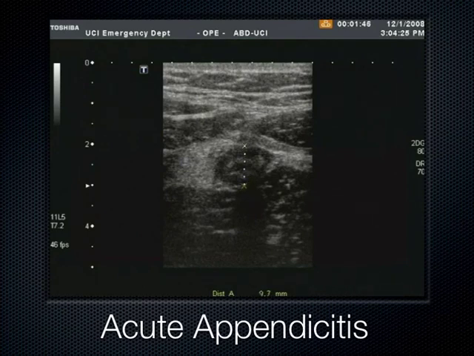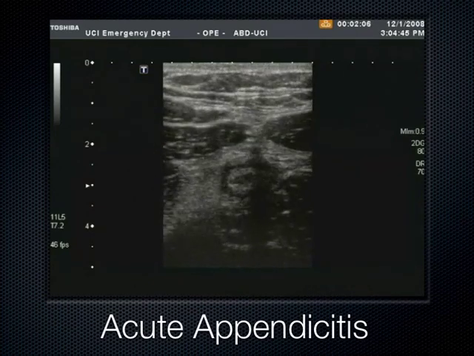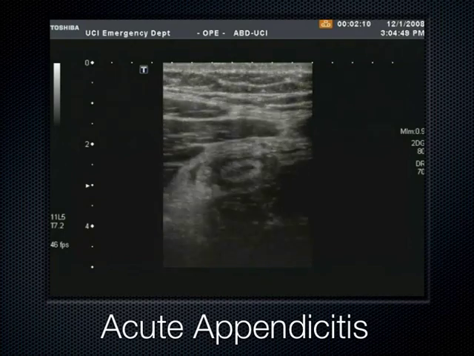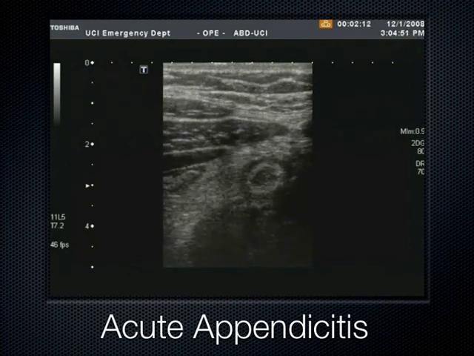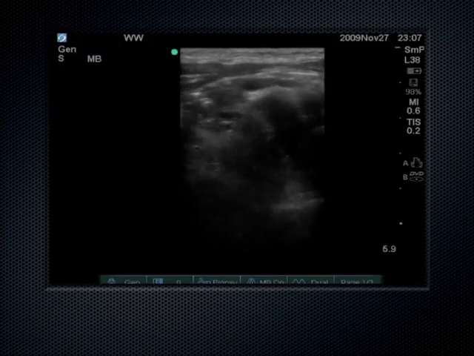musculature. Here's some abdominal wall musculature, probably abdominal oblique, here's rectus, this is psoas, and it squishes that appendix there. The appendix is a non-compressible tubular structure in the right lower quadrant that measures more than 6 millimeters. That's how you do it. That's the technique. Here we're trying to identify the appendix.